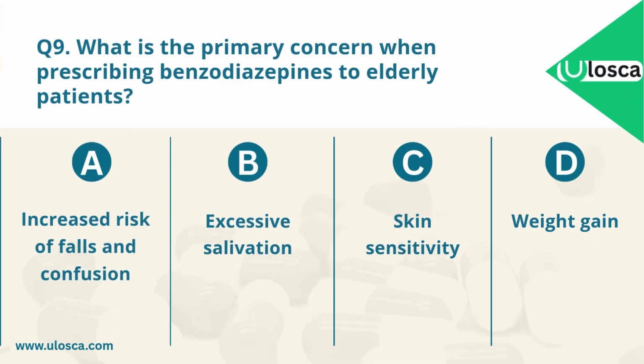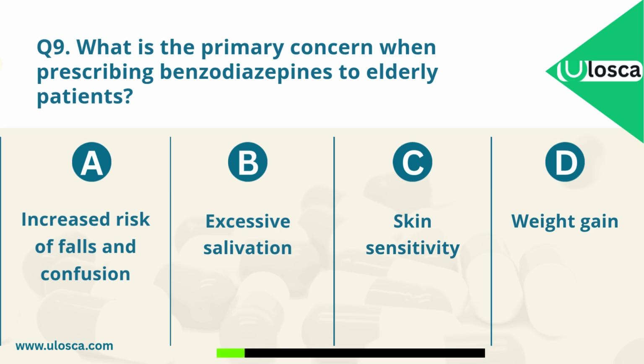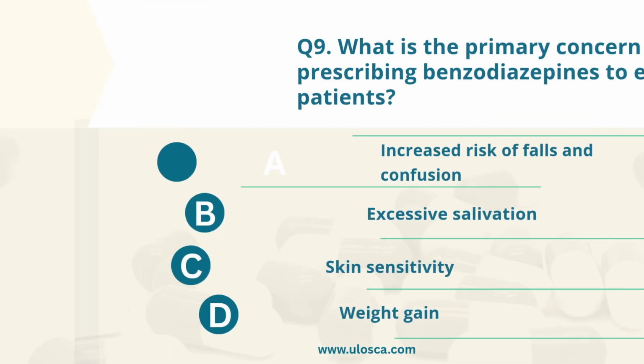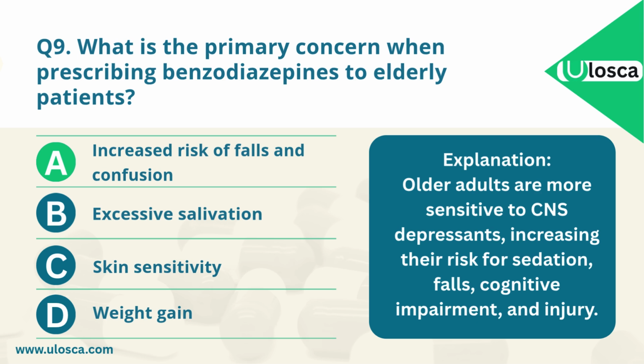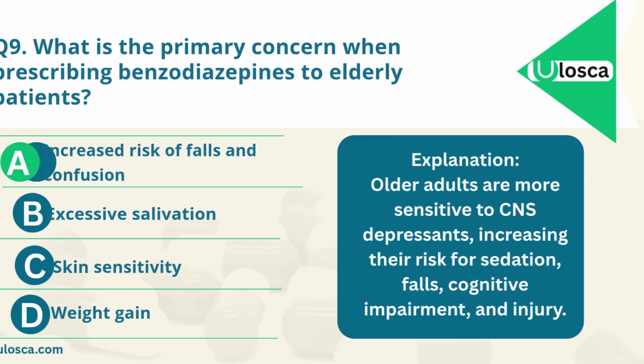Question 9. What is the primary concern when prescribing benzodiazepines to elderly patients? A. Increased risk of falls and confusion. B. Excessive salivation. C. Skin sensitivity. D. Weight gain. Which one is the correct answer? The correct answer is A. Increased risk of falls and confusion. Explanation. Older adults are more sensitive to CNS depressants, increasing their risk for sedation, falls, cognitive impairment, and injury.